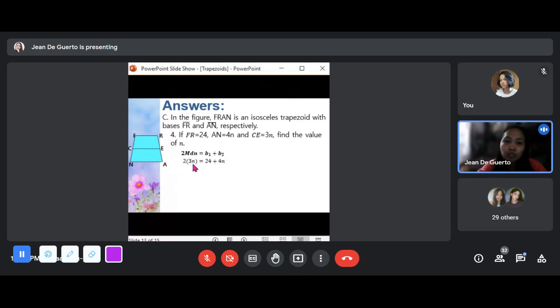Okay? So 2 times 3n is equal to 24 plus 4n. So simplify and combine similar terms. So therefore, we have 6n minus 4n is equal to 24. Then divide natin both sides by 2. So therefore, our n is 12.